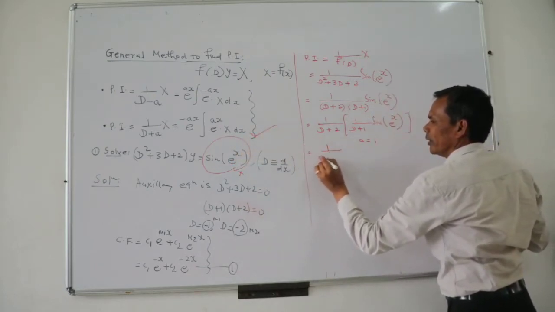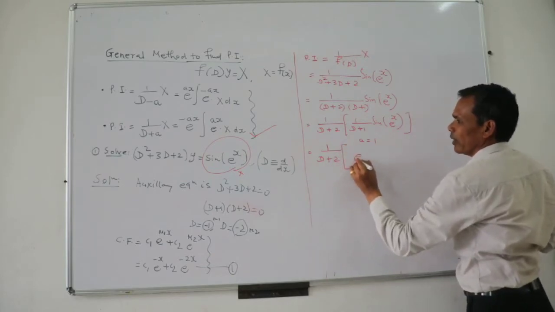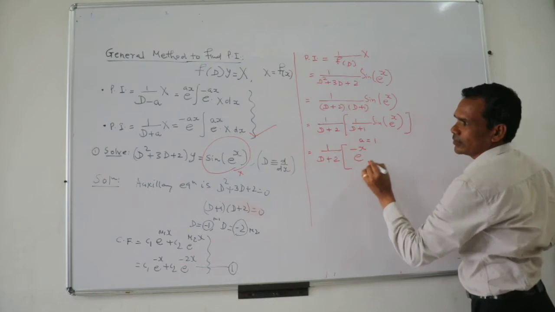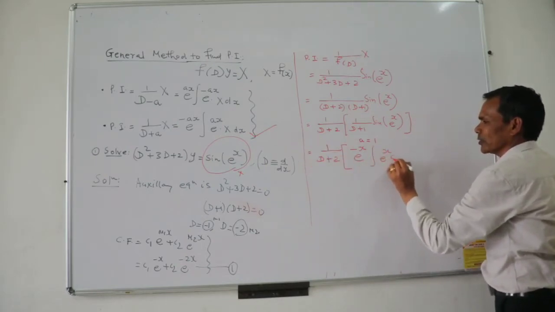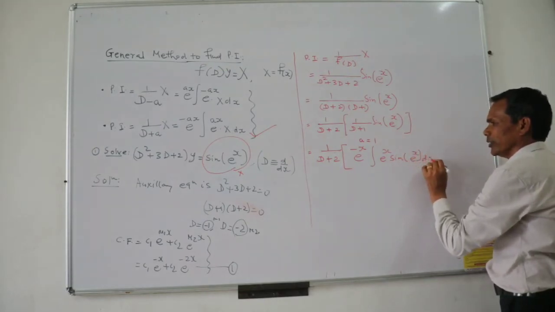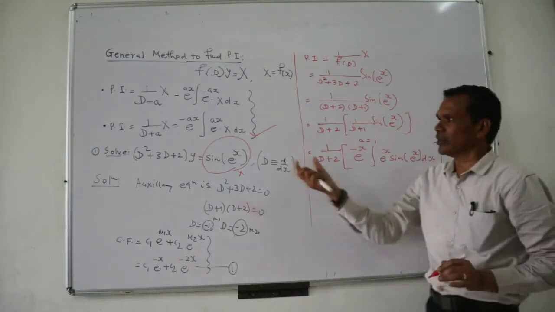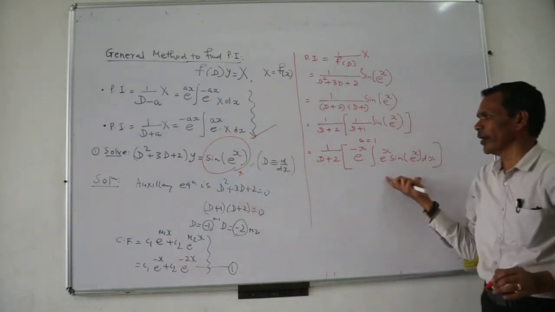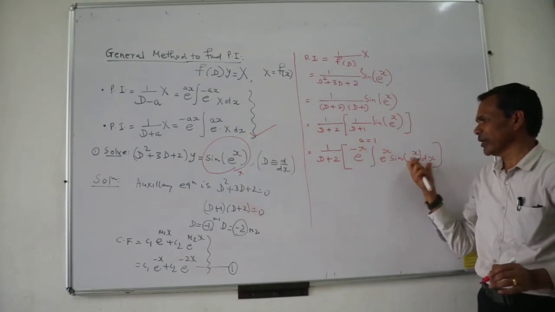1 upon D plus 2 inside the bracket, e to the power minus x, integral e to the power x sine of e to the power x into dx. So it is something like this you are getting. If you apply this formula here, a is equal to 1. So I put the value of a minus 1 here, 1 sine of e raised to x.